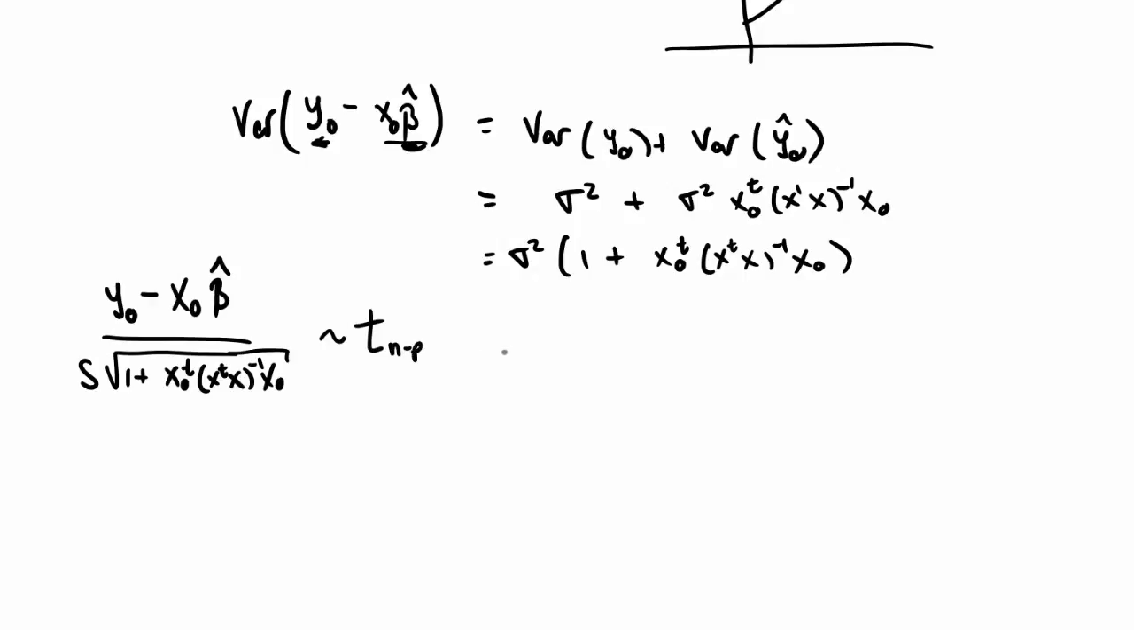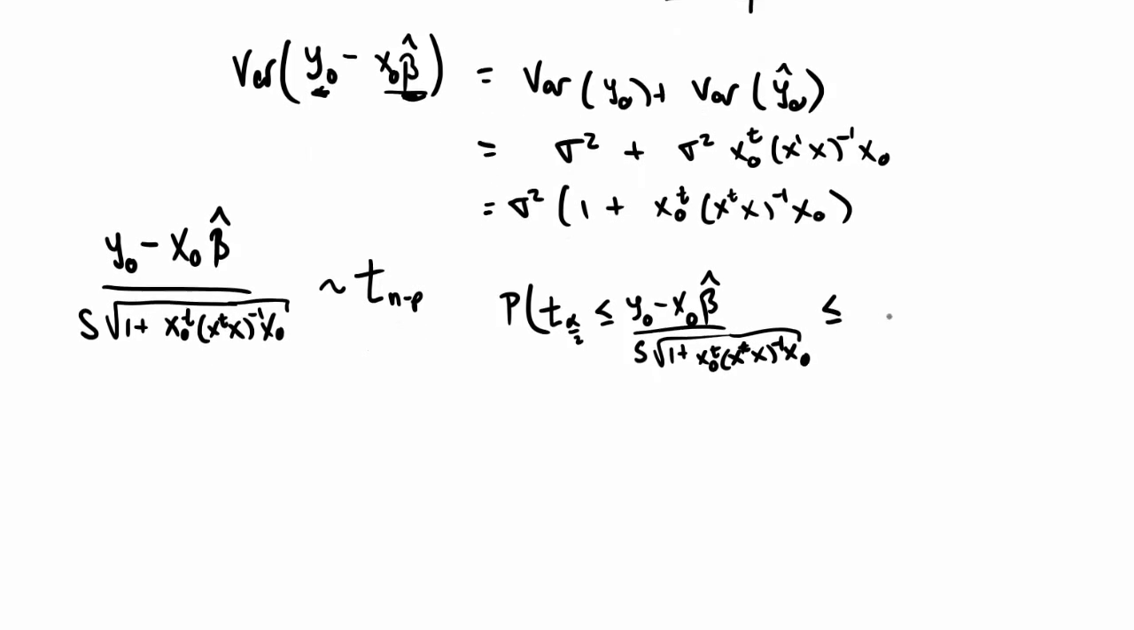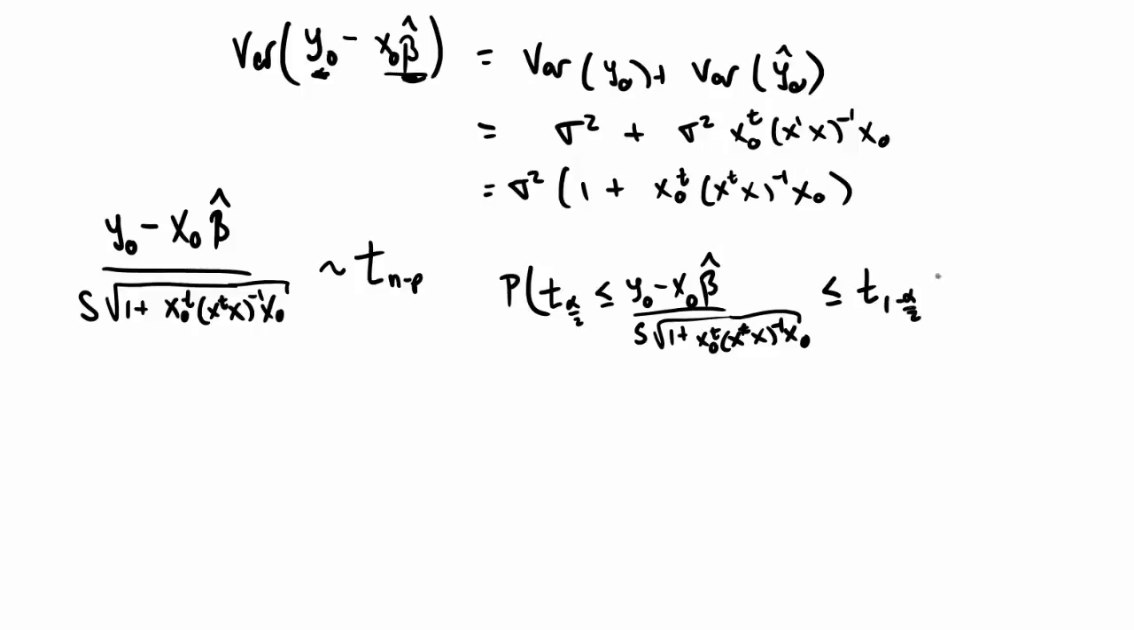And so we can calculate the probability that the alpha over 2 t quantile with n minus p degrees of freedom is less than or equal to (y_0 - x_0 β̂) / (s √(1 + x_0ᵀ(XᵀX)⁻¹x_0)), which is less than or equal to the 1 minus alpha over 2 upper quantile. That should be equal to 1 minus alpha.